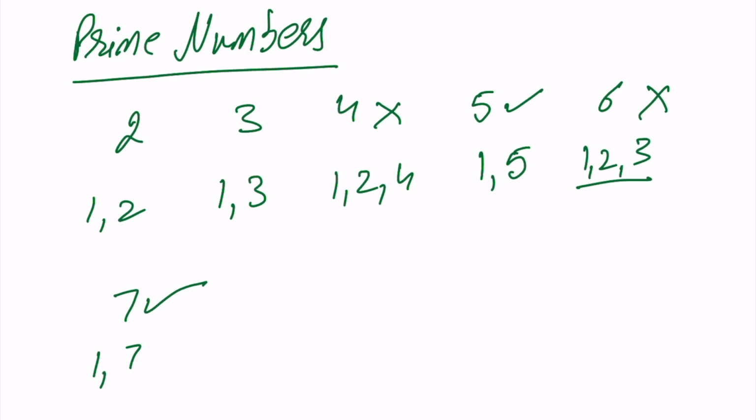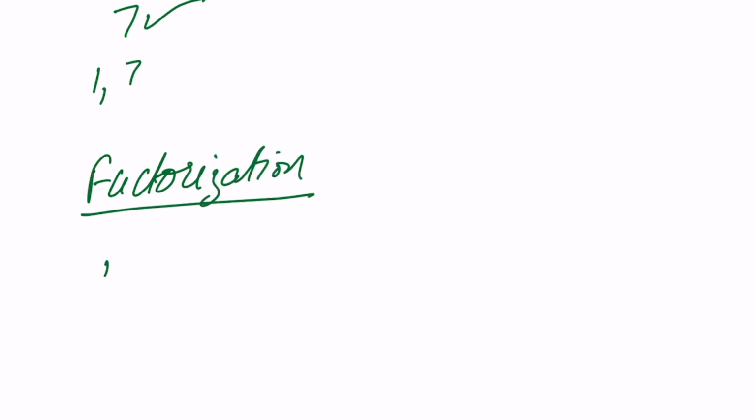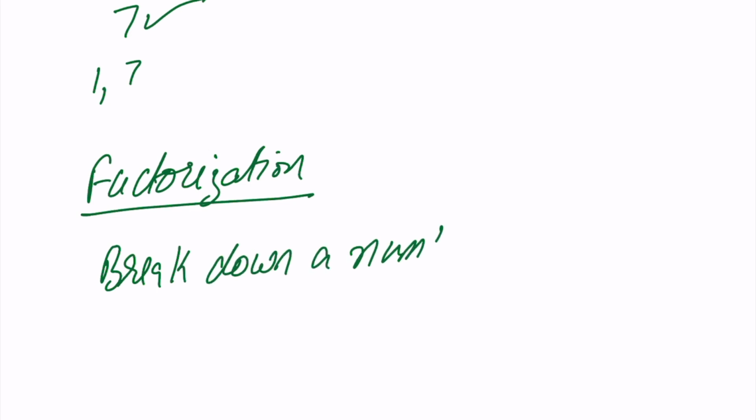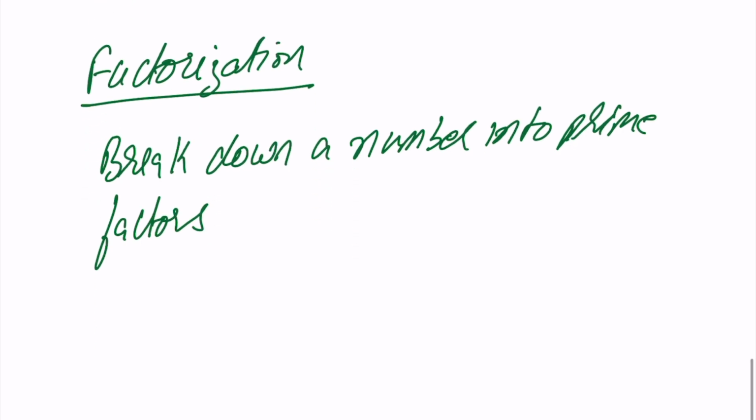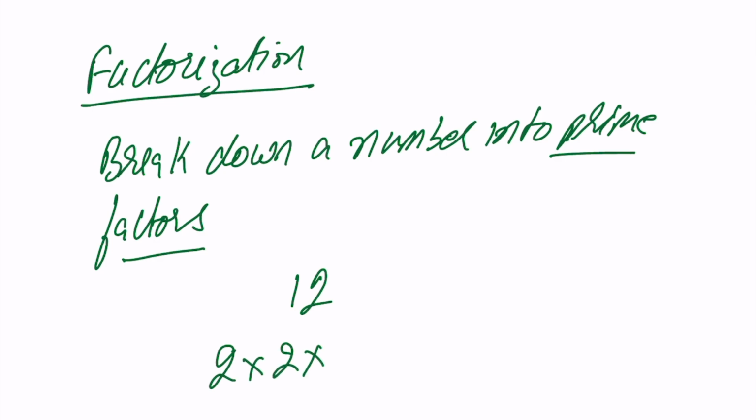So why are prime numbers important? Prime numbers are very important when we talk about factorization. So what we do in factorization, we break down a number into prime factors. That is the important thing, prime factors. So what are those prime factors? Prime factors are basically the prime numbers which a number is made up of. So for example, if we take 12, 12 can be written as 2 into 2 into 3. So it can also be written as 2 to the power 2 into 3. So here the prime factors are 2 and 3, into which 12 is broken.